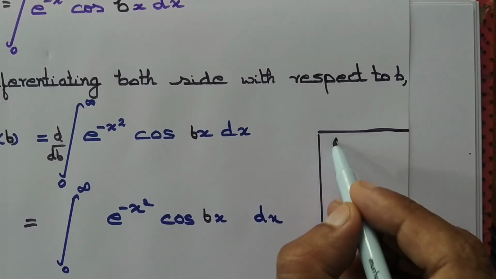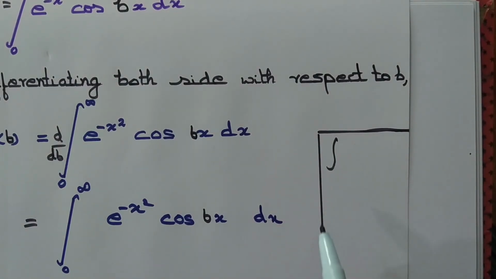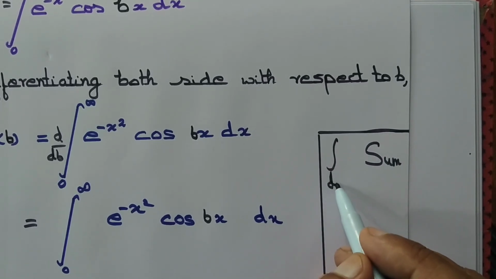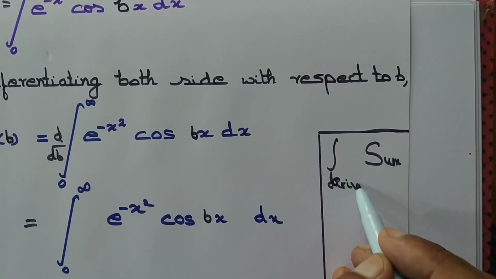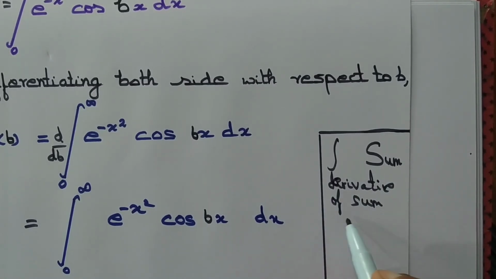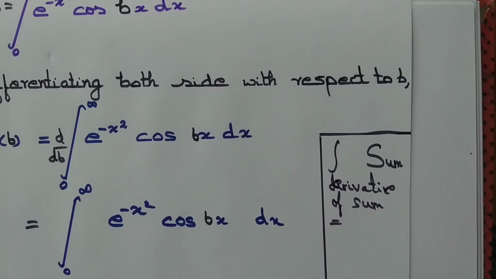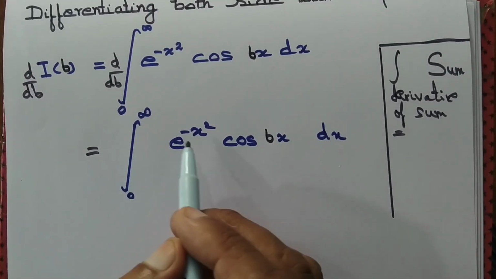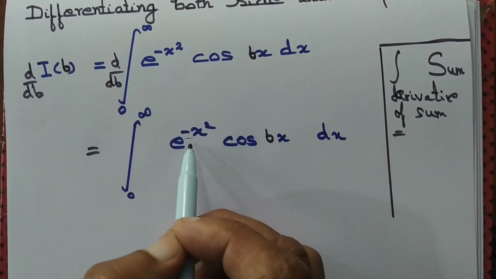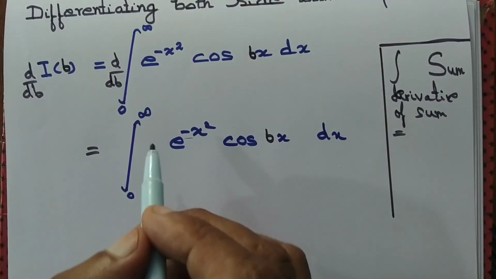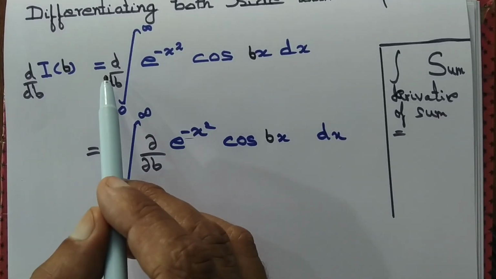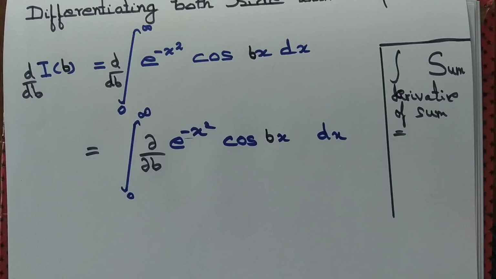Now let us recall that the integration symbol is just a long s, or it's just a sum. And we know that derivative of a sum equals sum of derivatives. So we do the same thing here: derivative of integral equals integral of derivative. But you see that there are two variables inside the integral, x and b. So we differentiate partially with respect to b. So we take the derivative inside of the integral.